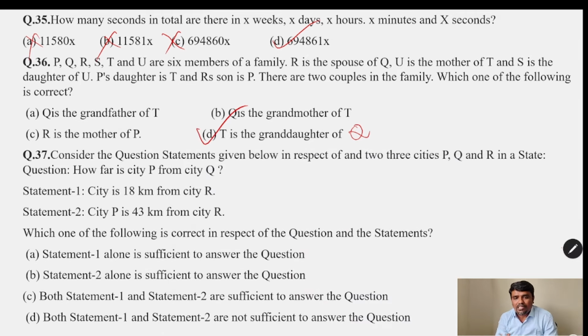Whenever the question is based on blood relations, 99% the question options are eliminated based on the gender, so focus more on the gender. Okay.